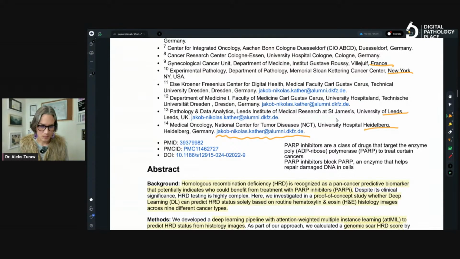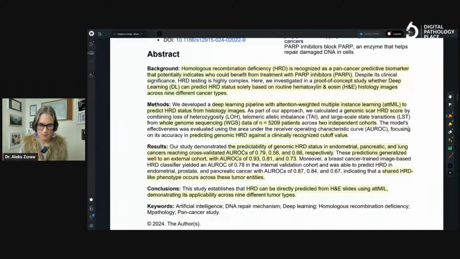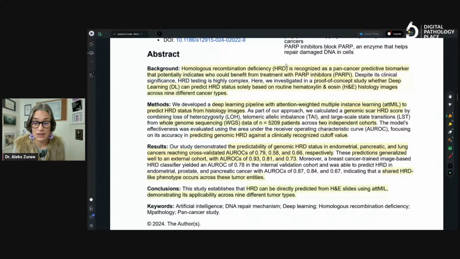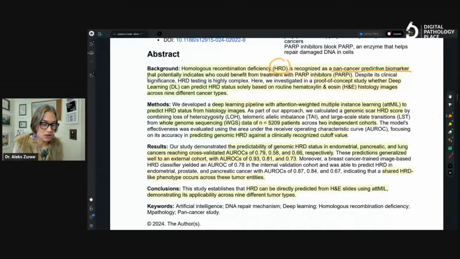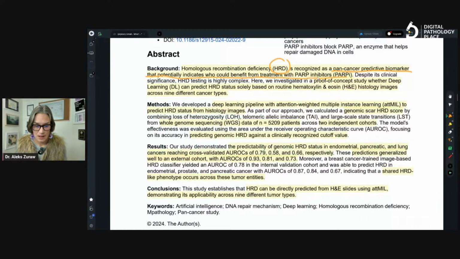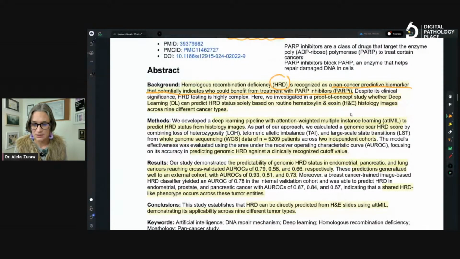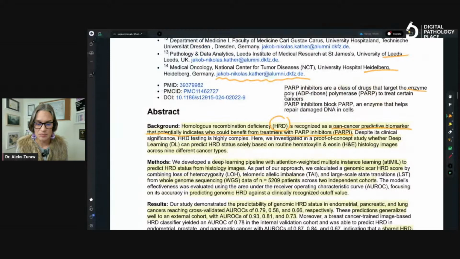So a couple of definitions that I looked up for you. Background: homologous recombination deficiency, HRD, is recognized as a pan-cancer predictive biomarker that potentially indicates who could benefit from treatment with PARP inhibitors. What are these? It's a class of drugs that targets the enzyme poly-ADP ribose polymerase, PARP, to treat certain cancers. PARP inhibitors block PARP, an enzyme that helps repair damaged DNA in cells.